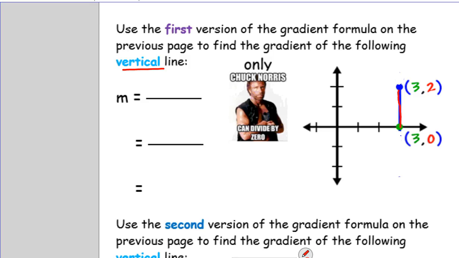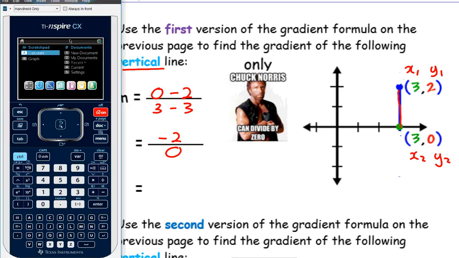So let's see, it's y2 minus y1 over x2 minus x1. Let's write that out. x1, y1, x2, y2. So y2 minus y1 will be 0 minus 2. x2 minus x1 will be 3 minus 3. 0 minus 2 is negative 2. 3 minus 3 is 0. And so try to think. Try plugging into your calculator. What's negative 2 divided by 0? Let's try it out.